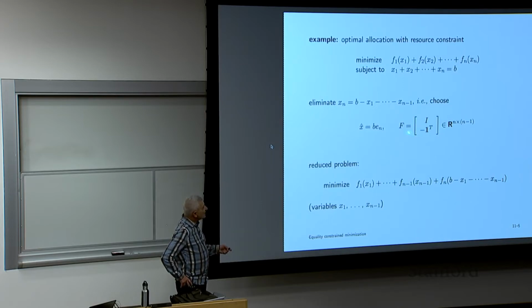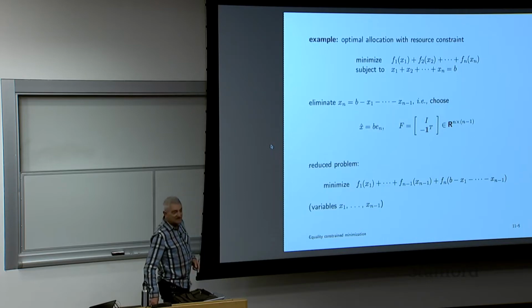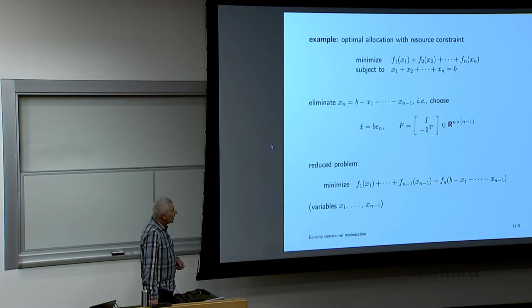You can check that the range of this matrix is exactly the null space of this matrix. That matrix is just a 1's vector transpose, right? So that's what that is in Ax equals b. Okay, so then you end up with this reduced problem. There you go.